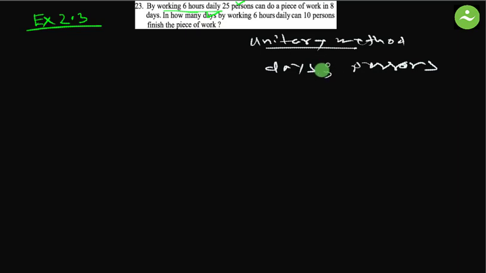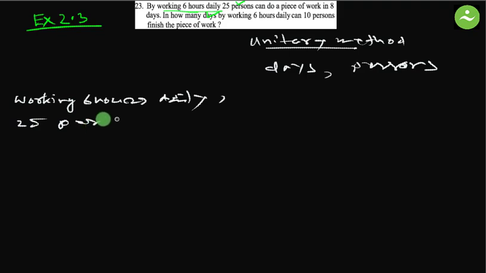Now what will we put on the right? Here we have to find out how many days. So we put days on the right and persons on the left. So working 6 hours daily, this doesn't change, so we write it at the top. Working 6 hours daily. So 25 persons can do in 8 days.